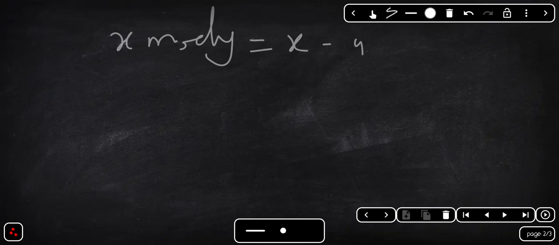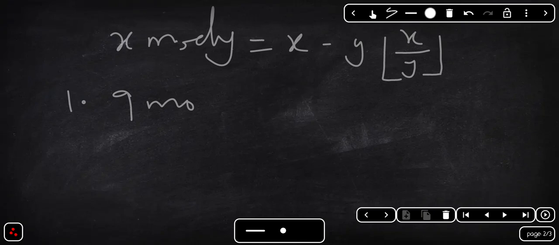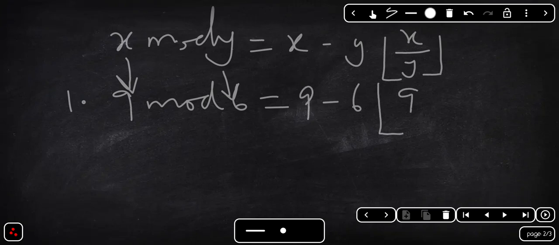According to the definition, x mod y is equal to x minus y multiplied by the floor function of x over y. Don't forget that. So the first question is 9 mod 6. How do we find 9 mod 6? Here your x is 9 and your y is 6. So that will be 9 minus 6 multiplied by the floor function of 9 over 6. So what will be the floor function of 9 over 6?